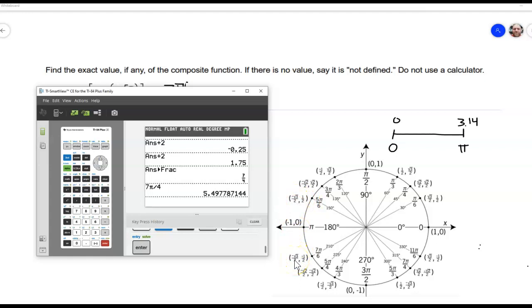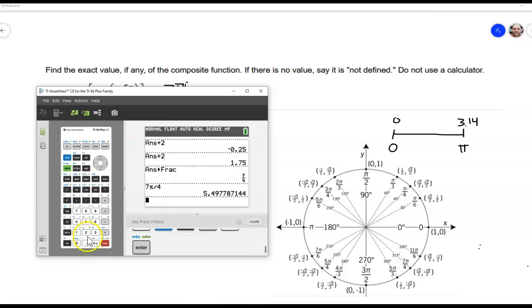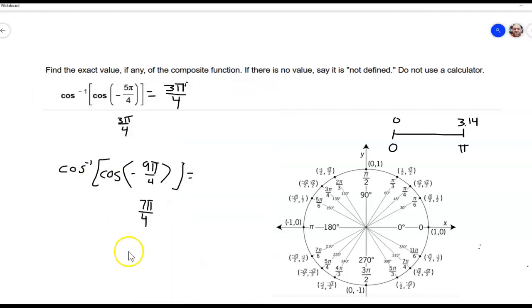So if we have some method in order to reflect these angles up across the x-axis or down across the x-axis, then we can use a different angle to get the same x value once we evaluate this cosine function. So that's what we're going to do, and we do have a method. It's a pretty easy method. For cosine, all we have to do is take this angle and subtract it from 2 pi. And in the calculator, we can just do it without the pi, so I can just do 2 minus 7 over 4. And I get 0.25, turn that into a fraction, and that's 1 over 4 or pi over 4.